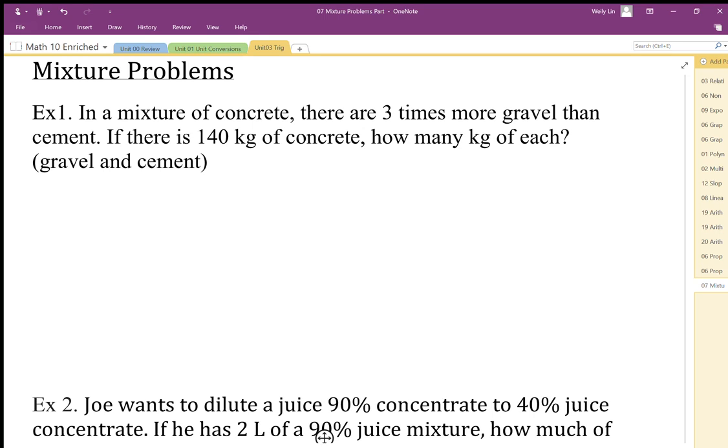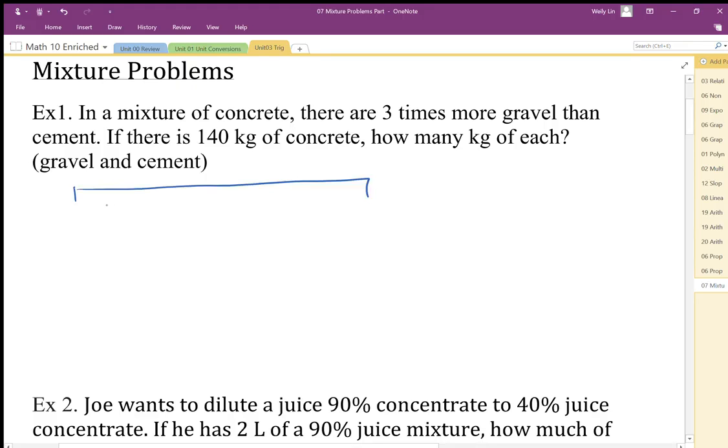Mixture problems are a type of system of equations where we have two unknowns and two relationships. So here we have a mixture of concrete, and concrete has 3 times more gravel than cement. If there's 140 kilograms of concrete, how many kilograms of each? So essentially it looks like this.